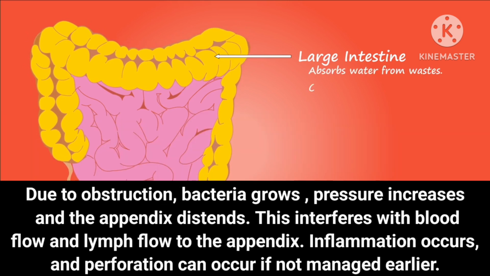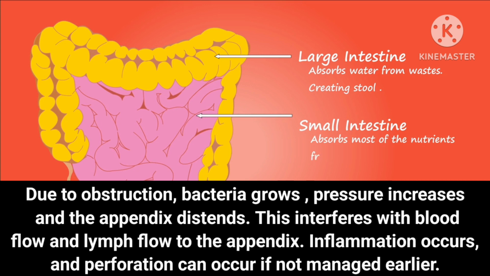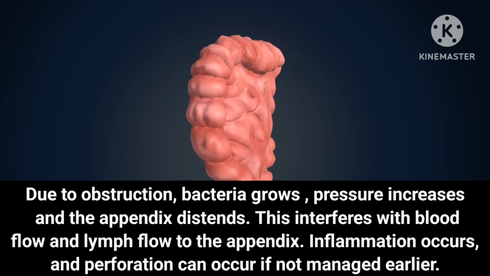Due to obstruction, bacteria grow, pressure increases and the appendix distends. This interferes with blood flow and lymph flow to the appendix. Inflammation occurs, and perforation can occur if not managed early.